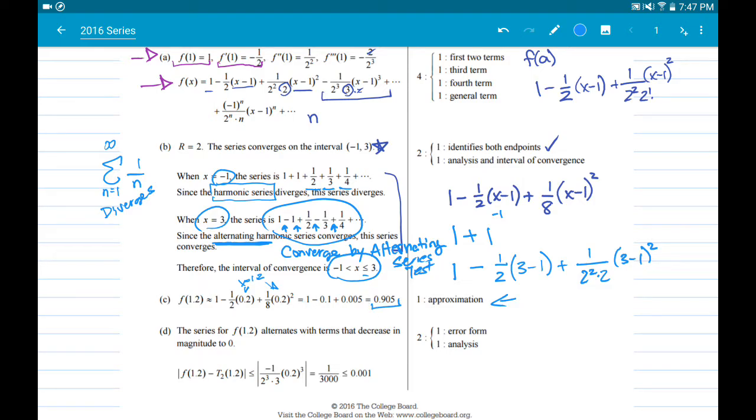And so the approximation for that is 0.905. You get a point, you don't get a point.